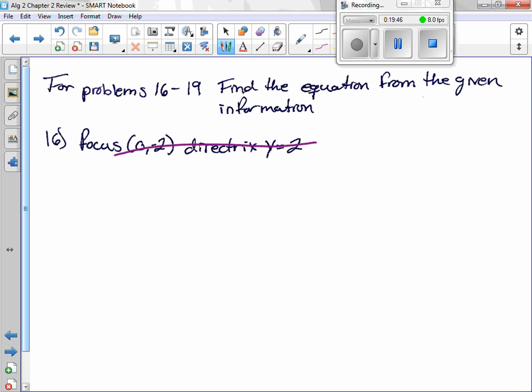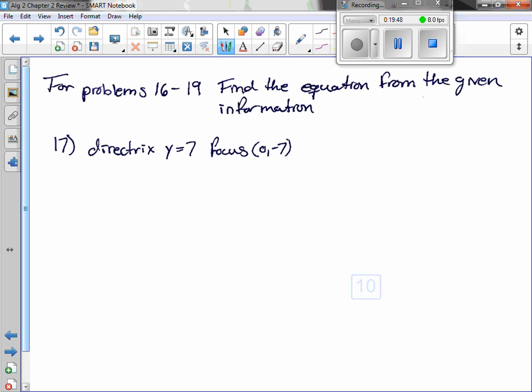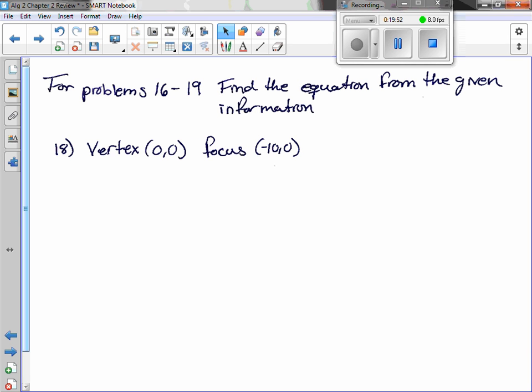Those won't show up, because again, I excluded those from the homework assignment the other day, focus and directions. I told you not to do those. Again, they're not going to be on the test. So let's look at this one.